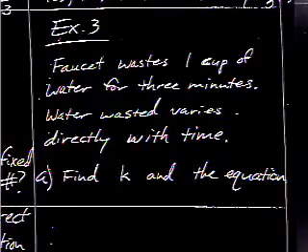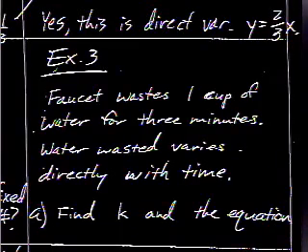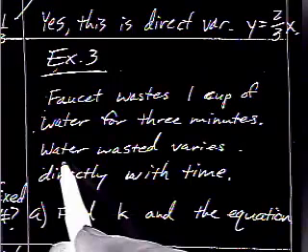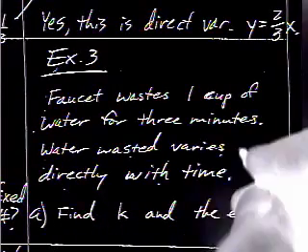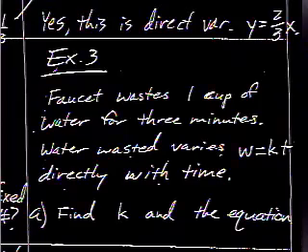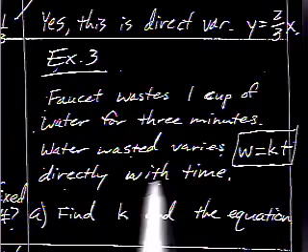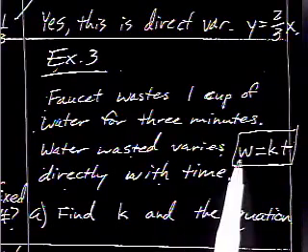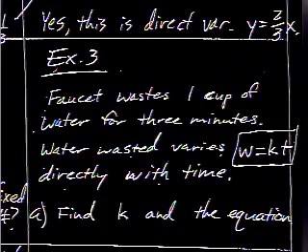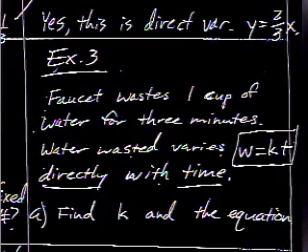All right, example 3 was a story problem situation. It says a faucet wastes 1 cup of water for every 3 minutes that it's dripping. And then they give you this. Water wasted varies directly with time. Okay, right there they told me water wasted, W equals KT. That's what they just told me. Like I said before, K is never mentioned, but you better not forget that she's there. W equals K times T. Since they told me it was directly related, I knew it was K times the independent variable time.